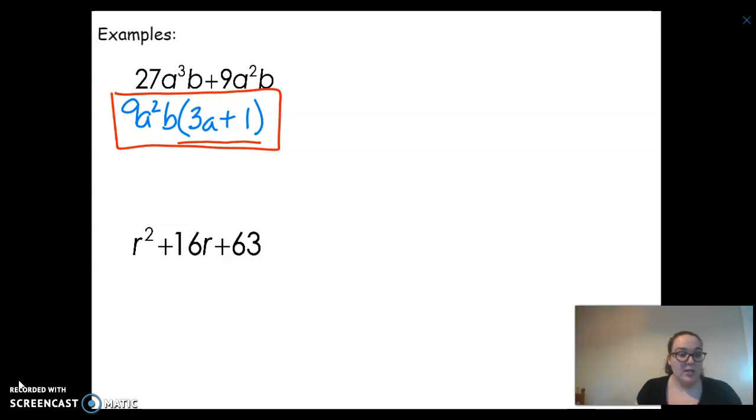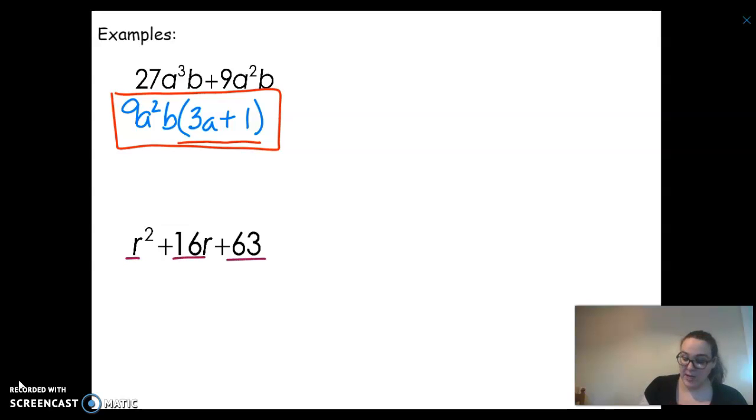Okay, here is the second question: r squared plus 16r plus 63. I want you to pause, see if there's a GCF. The answer is no, there is no GCF. So now I'm going to look, how many terms do I have? Well, I have 1, 2, 3 terms.